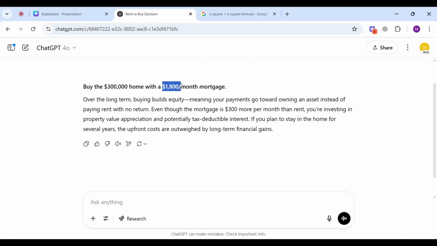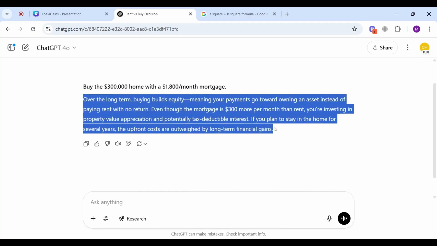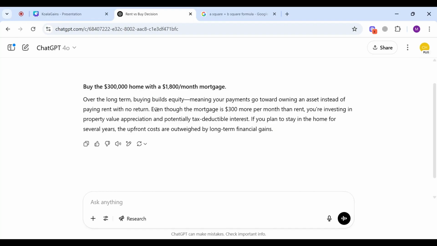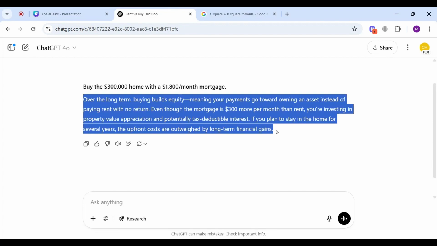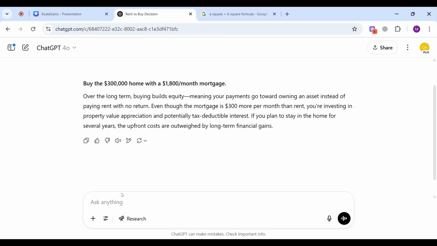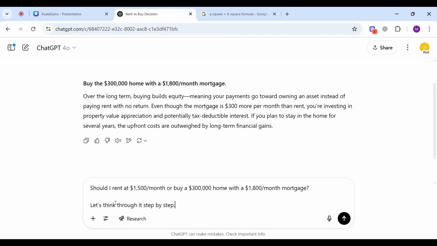It suggests that we should buy a $300,000 home with a mortgage payment of $1,800 per month. It also gives us a reasoning paragraph that says, with every $1,800 paid per month, it will lead us to own an asset rather than rent. But this isn't a complete cost-benefit analysis. It requires multiple intermediate steps that we need to know in order to make a decision.